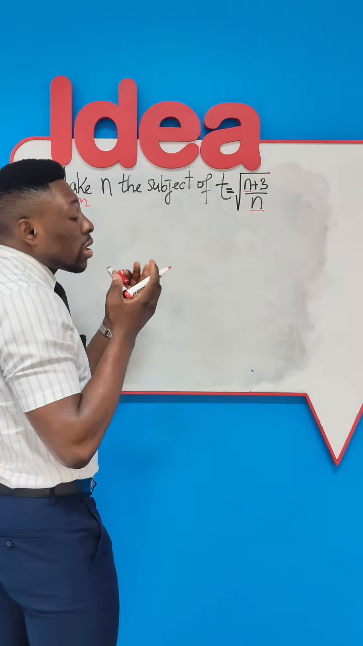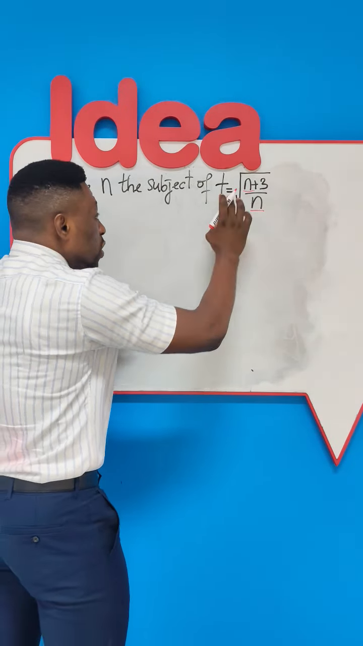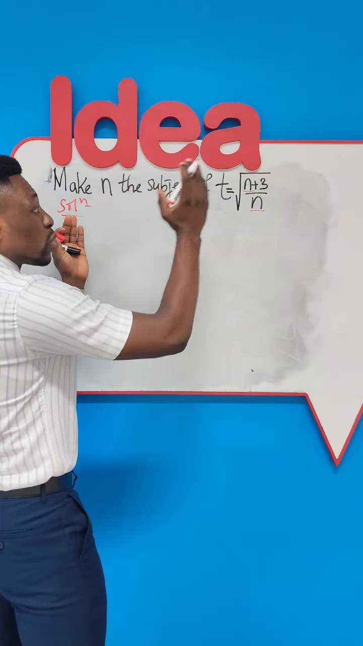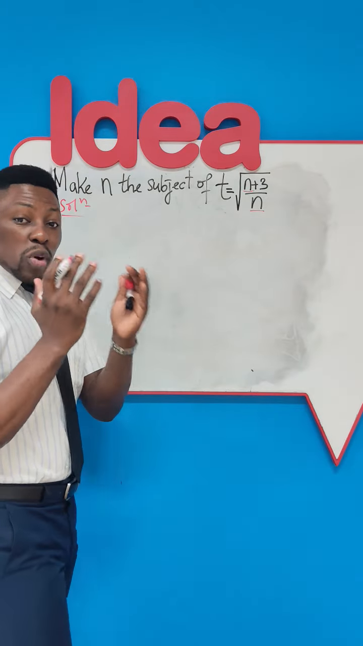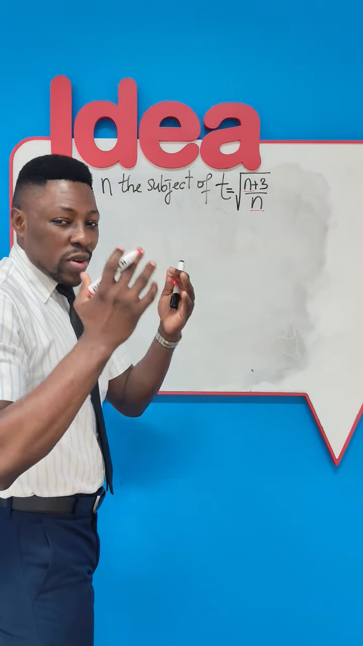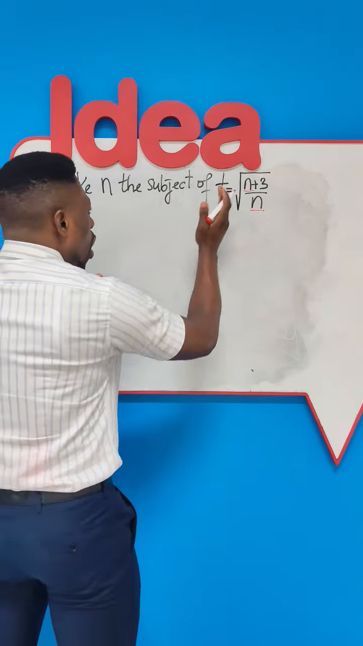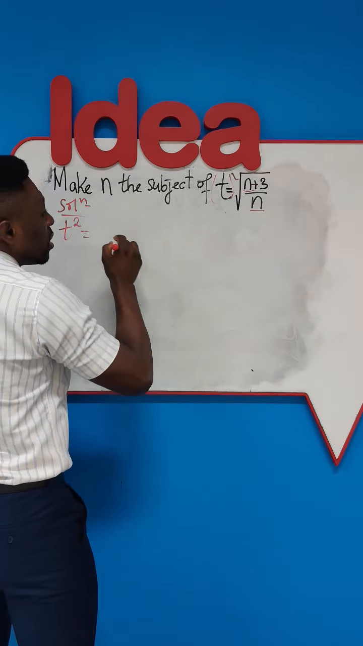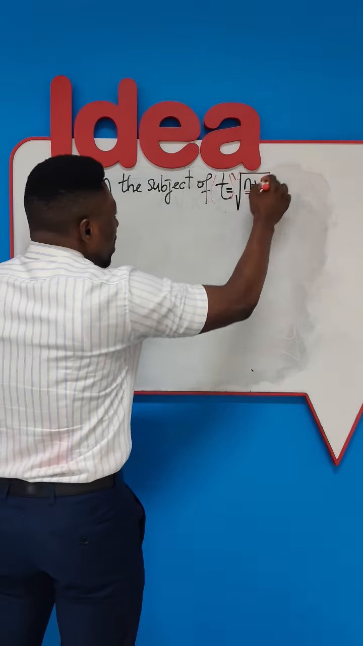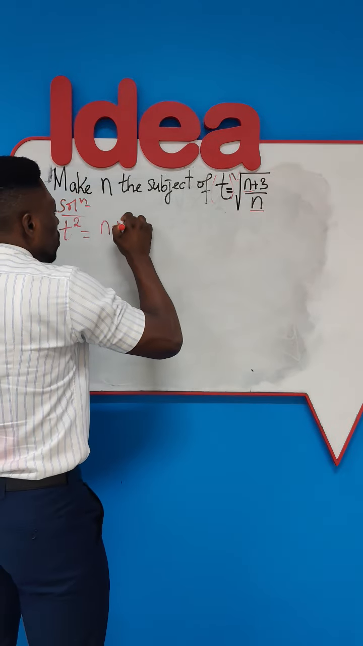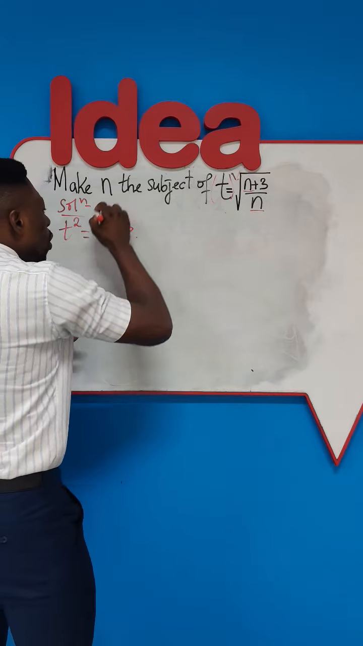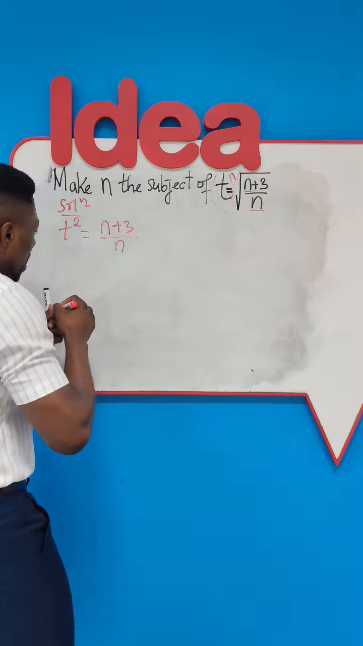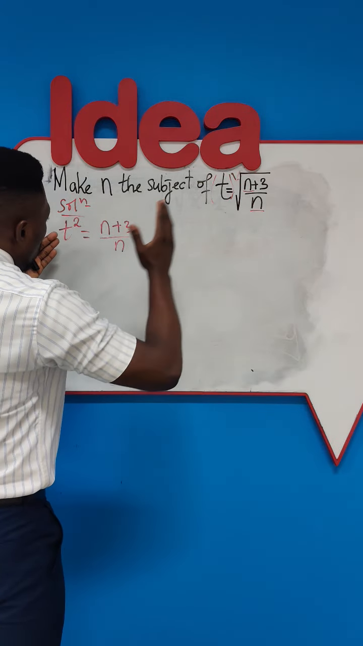For this reason, there's nothing we can really do at this point other than to start by getting rid of this square root sign, right? And how do we do this? By taking the square function on both sides of the equation, because the square function is the opposite of the square root function. So if you do it correctly, on the left side we will have t squared. T squared will be equal to, if you square this, n plus 3 divided by n. No more square root, because the square root sign has been taken care of by the square sign.